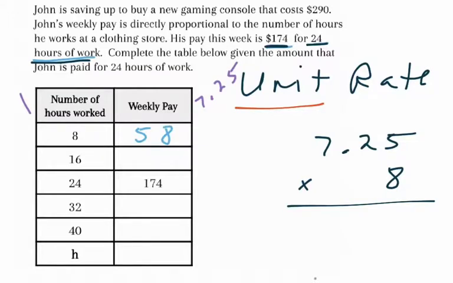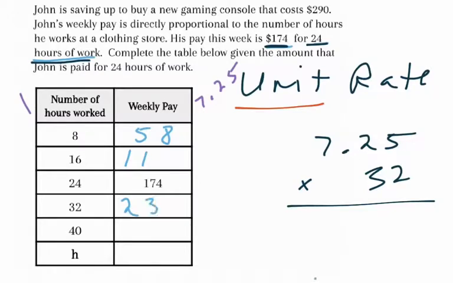All right, let's do 16. If we multiply by 16, you would get $116. And we already have the information for 24. We got that filled out. So how about 32? If we put a 32 in there and multiply it in the calculator, you would end up getting $232.